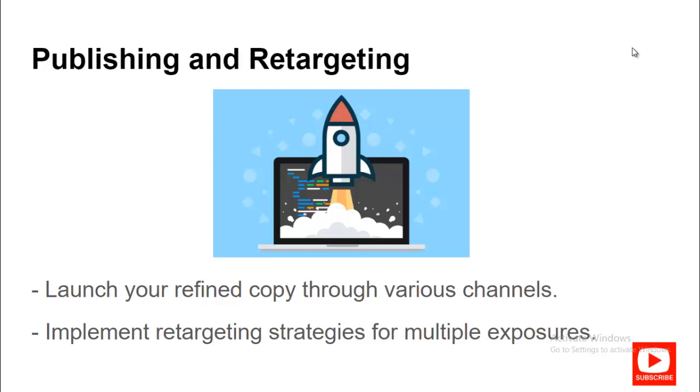The next thing you need to do is to implement retargeting strategies for multiple exposure. Retargeting means, on Facebook, you install Pixel. Pixel is the cookie you put in your website, whereby somebody that has visited there will keep seeing your Facebook ads until the person probably buys. So exploit retargeting options.